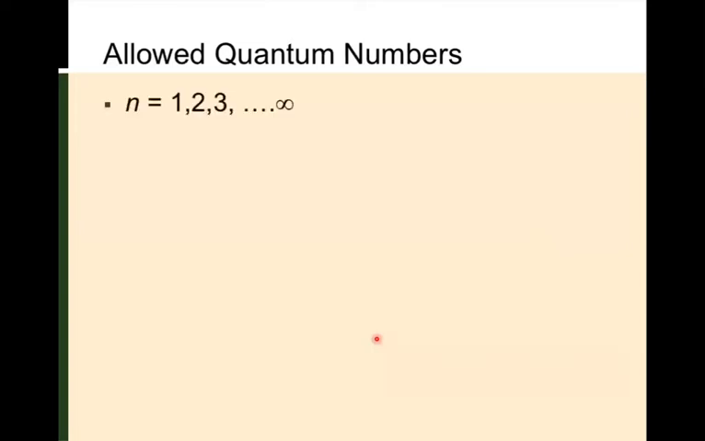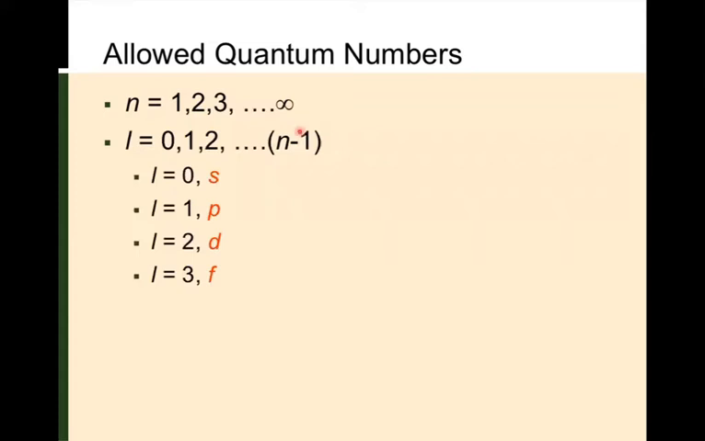So allowed quantum numbers. n can go from 1 to infinity: 1, 2, 3, 4. As the numbers increase, the energy distance between them decreases. So they start to converge towards infinity. Then L can have values from 0, 1, 2, up to n minus 1, but in reality, we only really have these 4 types of orbitals: s, p, d, and f. Even though we can have higher values of n, we only really have these orbitals here.